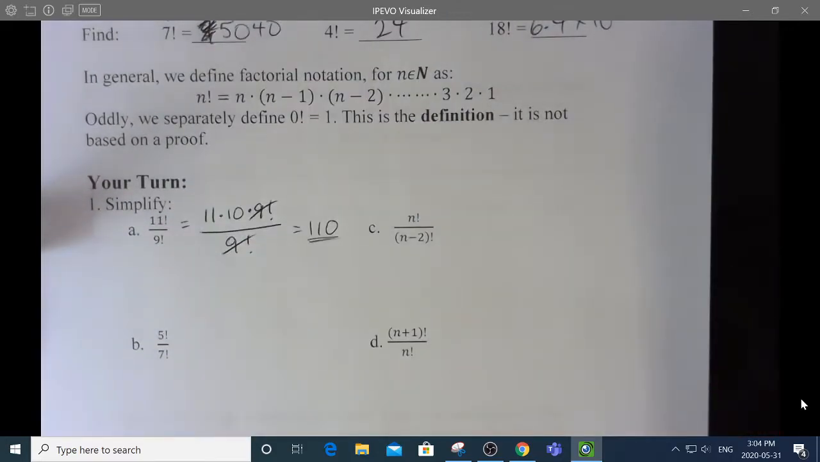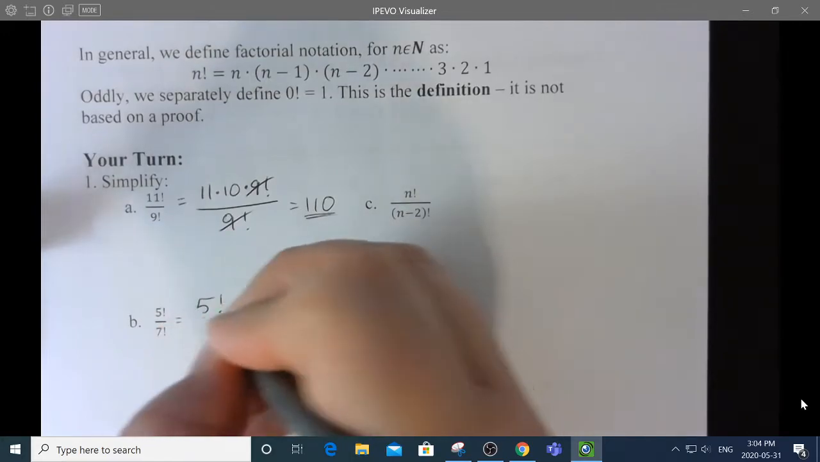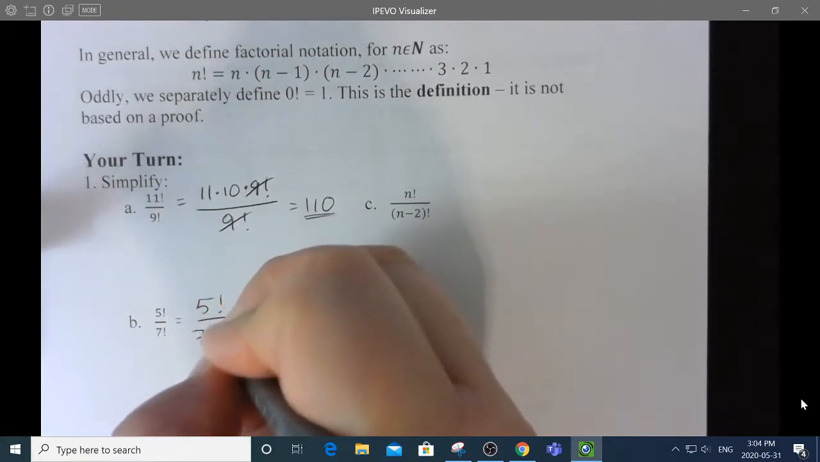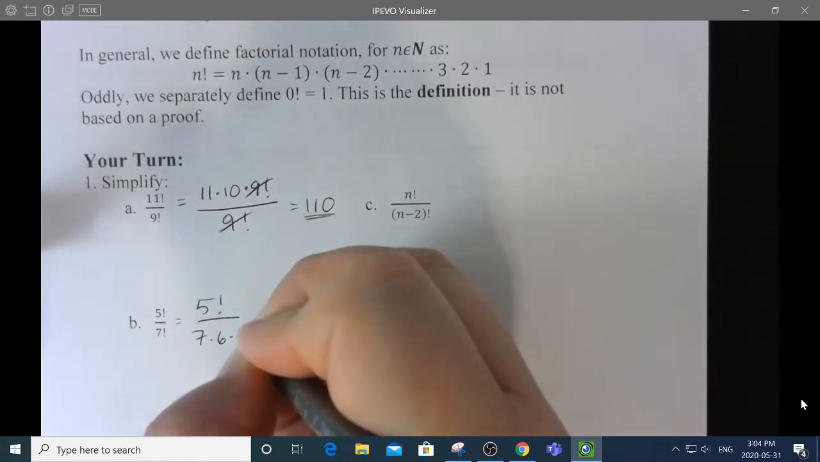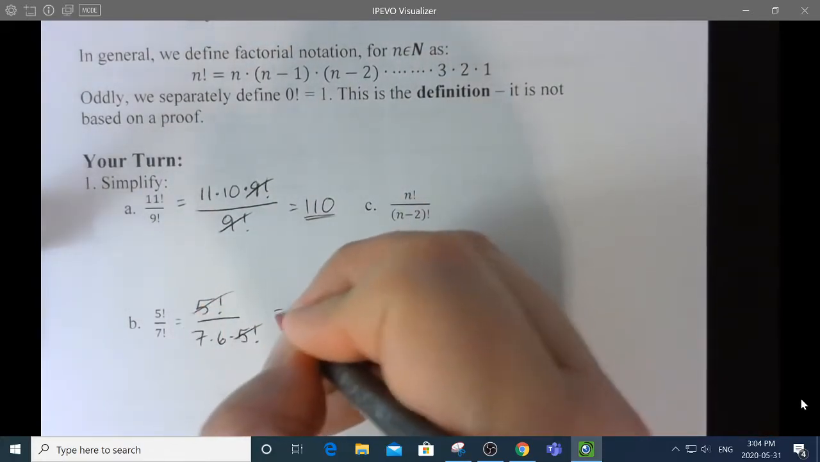And let's do another one. 5 factorial over 7 factorial. So that's 5 factorial over 7 times 6 times 5, 4, 3, 2, 1. And 5, 4, 3, 2, 1 is 5 factorial. Bye-bye. So that's 1 over 42.